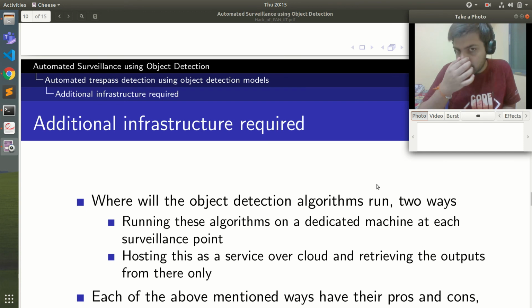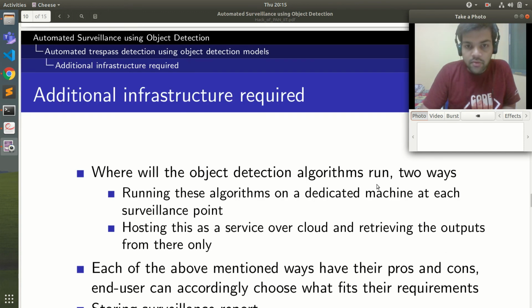So additional infrastructure is still required for running this object detection algorithm, which, as I said, is an ML algorithm and would require strong computation power. You can sell this power, this particular object detection algorithm, as a service, where the user would need to transfer his live video over the internet.